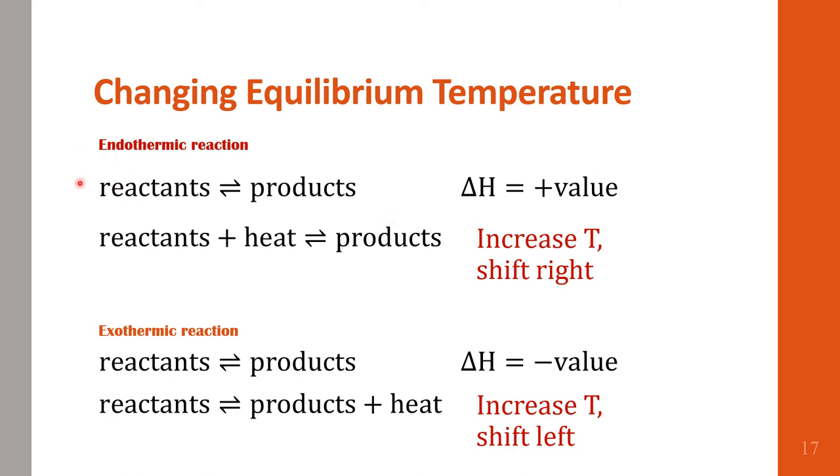The first one here, the endothermic reaction, is left to right. Increased temperature would shift to the right. Whereas for the exothermic reaction, increased temperature will shift in the direction of the endothermic, which is the opposite. So increased temperature will shift to the left.